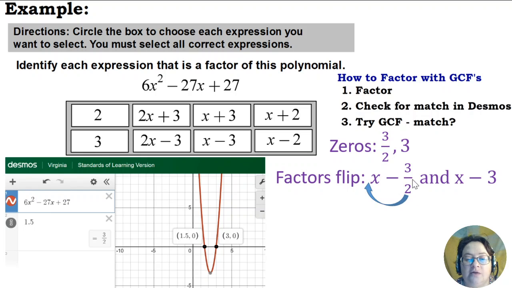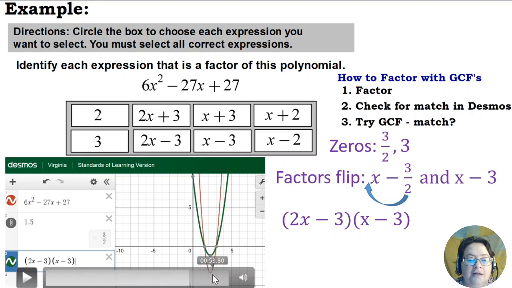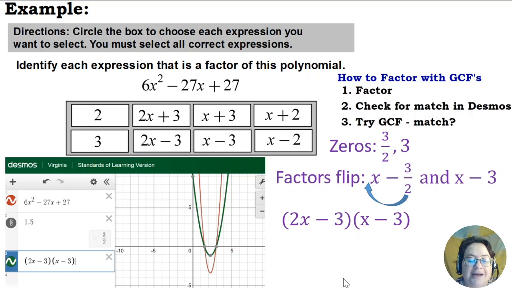So 2 goes in front of x, so it becomes 2x minus 3. And then we have x minus 3. So I'm going to check it in Desmos by putting my answer choice in the third box. And watch what happens with this graph. You notice my zeros are the same, but the rest of the graph doesn't match up.